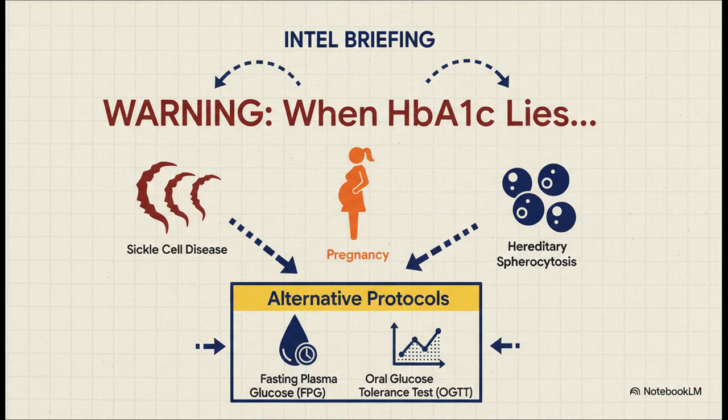And this isn't some rare one-off thing. You see this in major conditions like sickle cell disease, hereditary spherocytosis, just like in our patient, and even during pregnancy. So what's the bottom line? In these cases, you basically have to throw the A1C out. It's useless. Your mission-critical move is to fall back on the fasting plasma glucose or an oral glucose tolerance test. Don't let a normal A1C fool you.